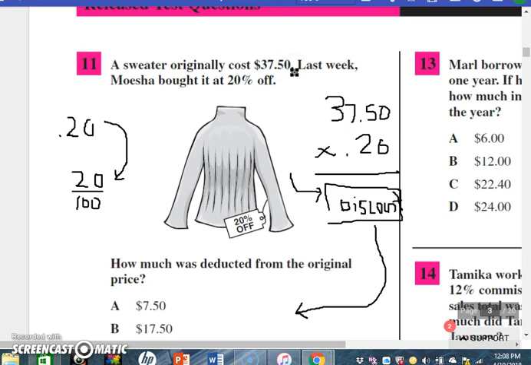$37.50. You guys are consumers. You go shopping. If you see something that is 20% off, you know that 20% as a decimal is 0.20. Please go ahead and write this down on your paper. 37.5, which is 37 and 5 tenths or 50 hundredths, times 0.20.